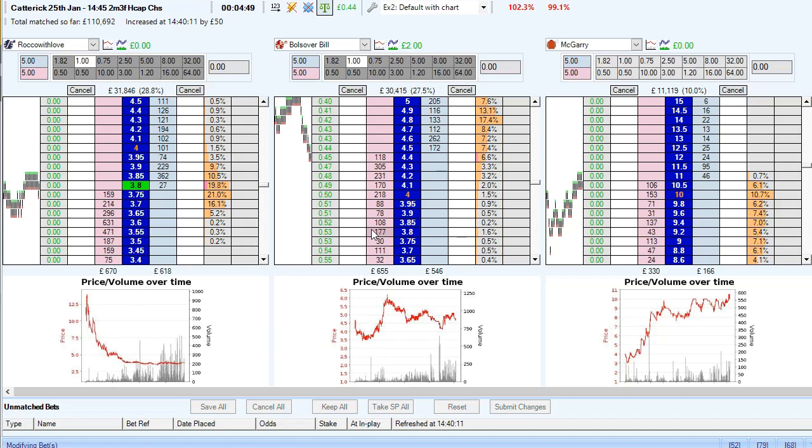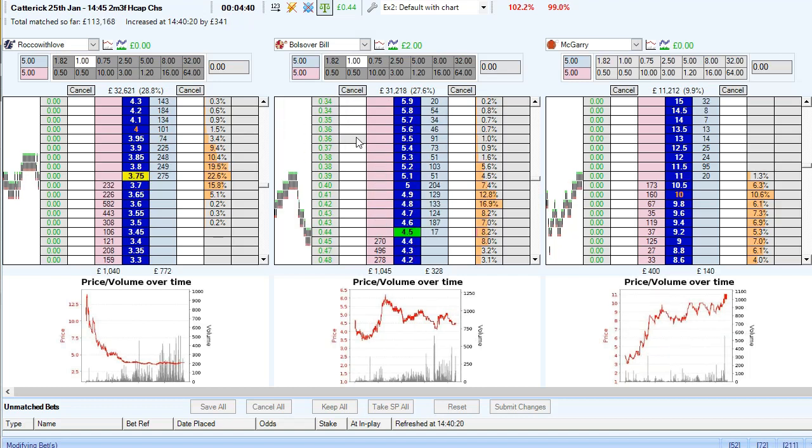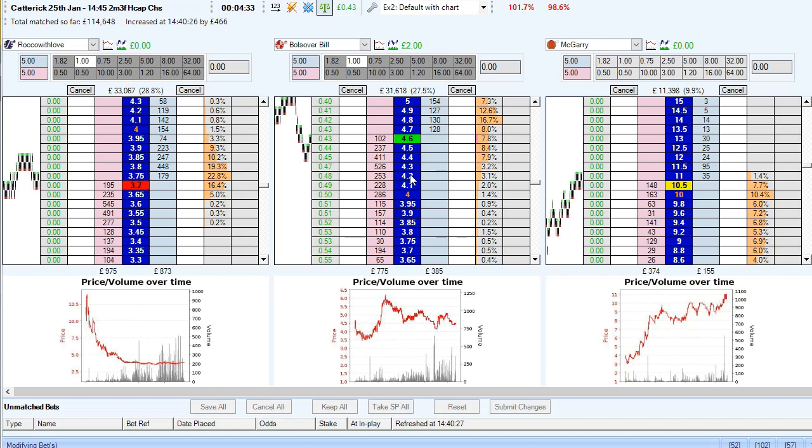Okay, see if we get right. So now what we can do is we can either wait and see if it comes down more. We've got a bit of movement. We only need a certain profit to make our target today. So we could just wait to see if it comes down.